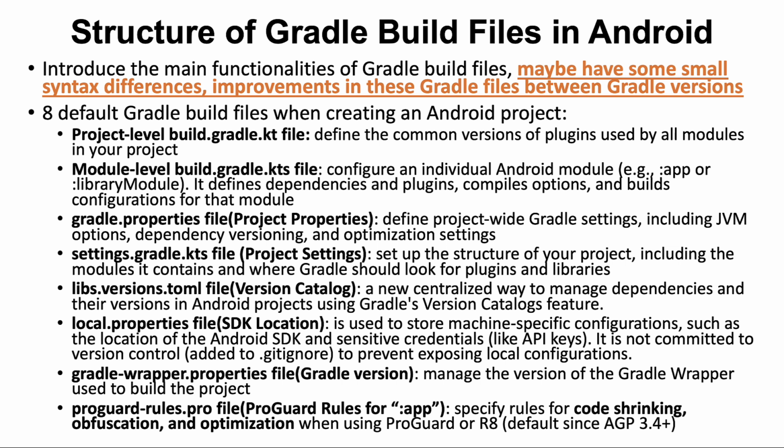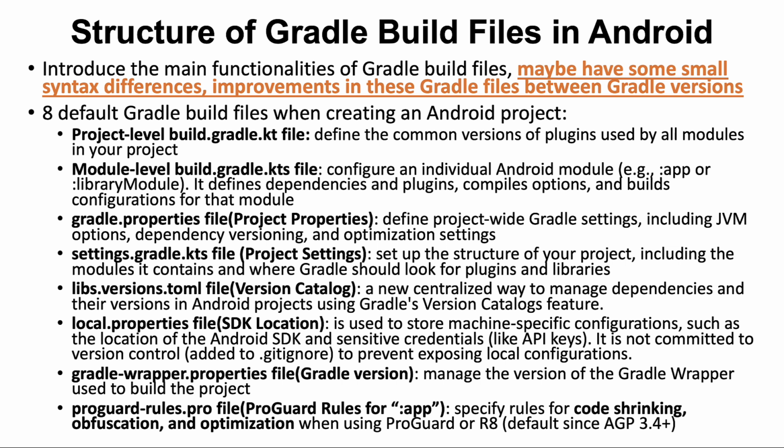Next, the local.properties file, SDK location, is used to store machine-specific configurations, such as the location of the Android SDK and sensitive credentials, like API keys. It is not committed to version control. It is added to .gitignore to prevent exposing local configurations.